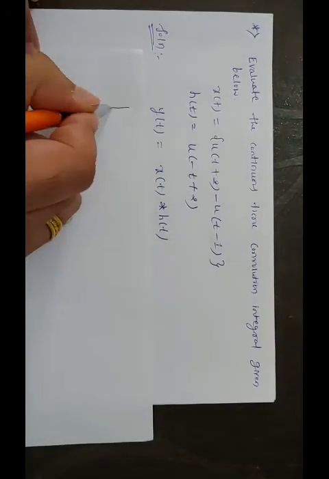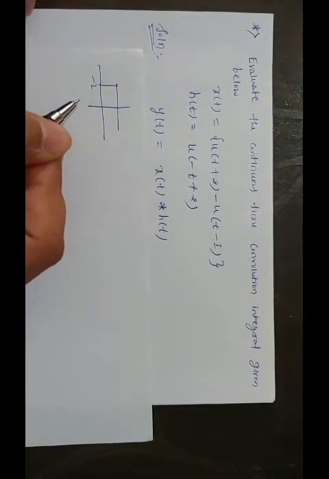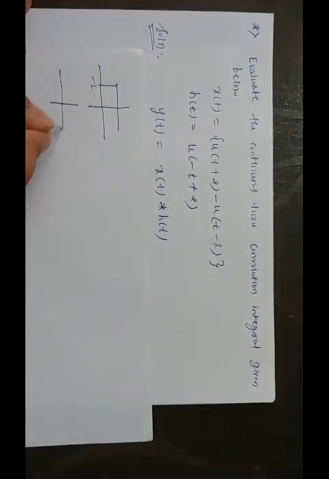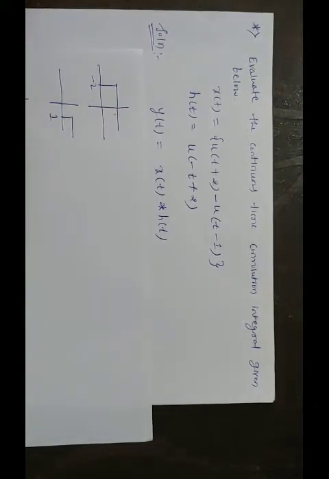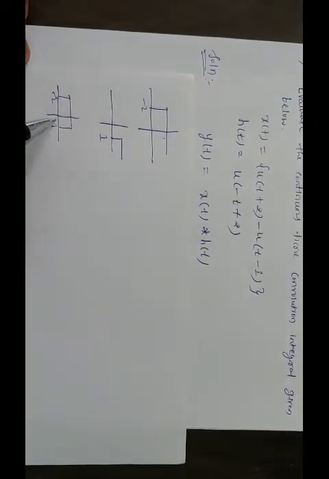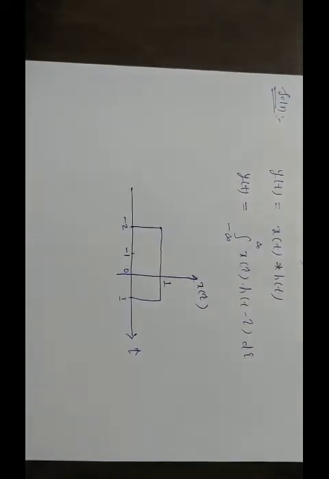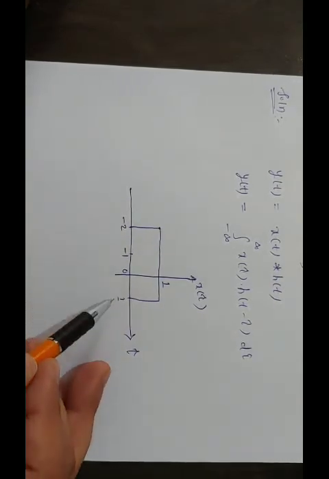So x of t is given by u of t plus 2. If I write u of t plus 2, then it starts from minus 2. Then if I write u of t minus 1, it starts from 1. Subtraction between these two will yield the rectangular pulse from minus 2 to 1. That is my x of t. Directly, I will write x of tau, because I am interested in x of tau, so I have shown x of tau, which is from minus 2 to 1.